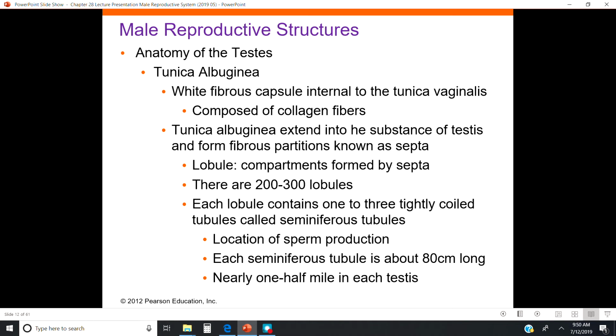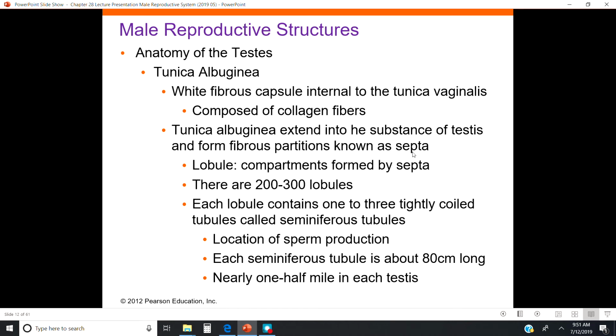Right. So if you ever get a chance to do dissection, either on a human or on a fetal pig or something like that, or a cat, when you actually cut the scrotum and you cut away the tunica vaginalis, you'll see that the testes look white. Now, these collagen fibers actually extend from the outside and project to the inside of the testes to form these fibrous partitions known as septa.